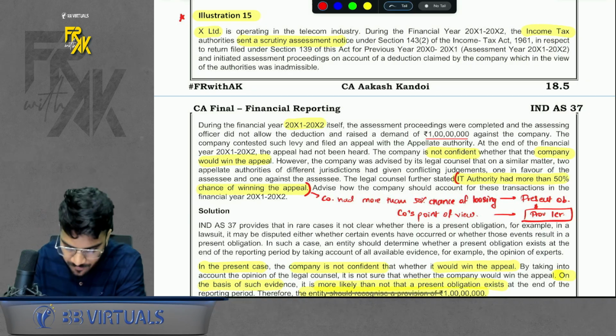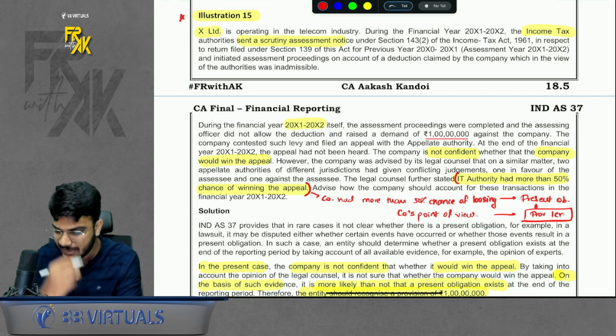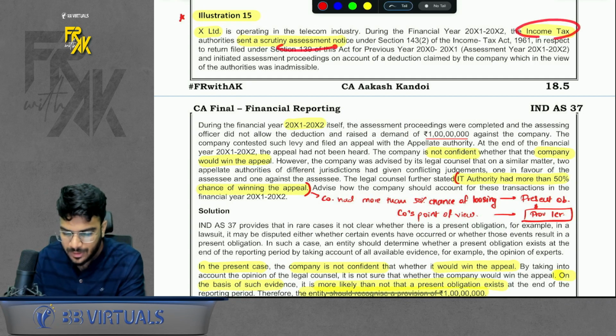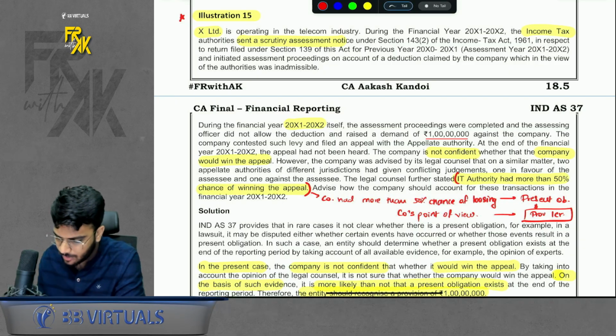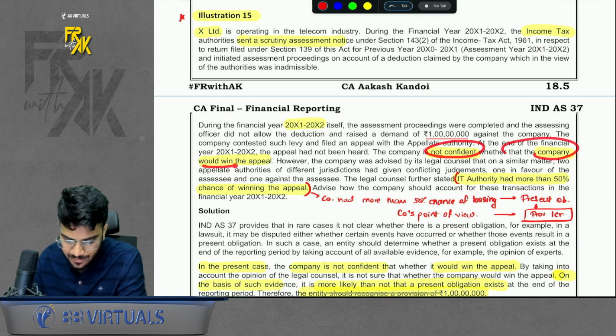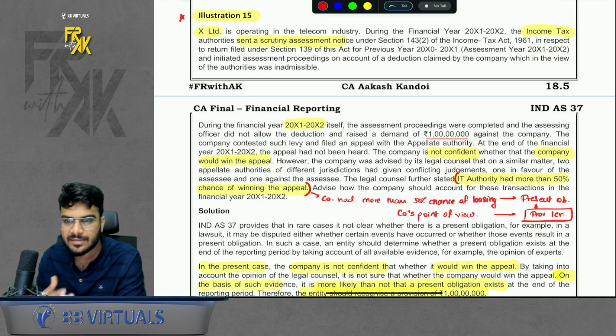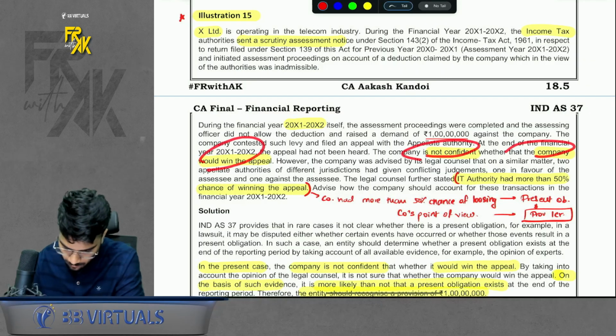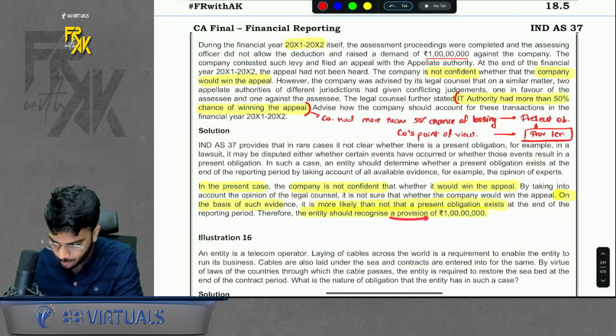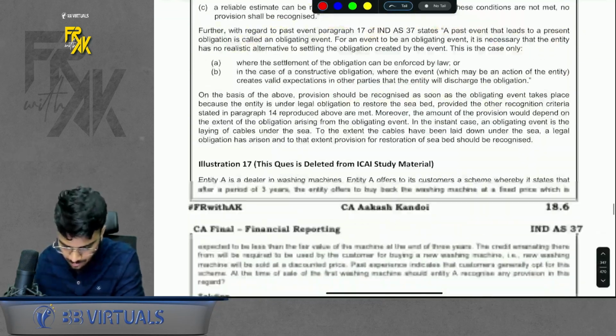Illustration number 15. Not an LDR but a normal question. It says that we have received a notice from the income tax, and it is said that the company is not confident of winning the case. So that means the company feels that there is more than 50% chance that it will lose the case, present obligation. So create a provision for the same. Do remember that part.